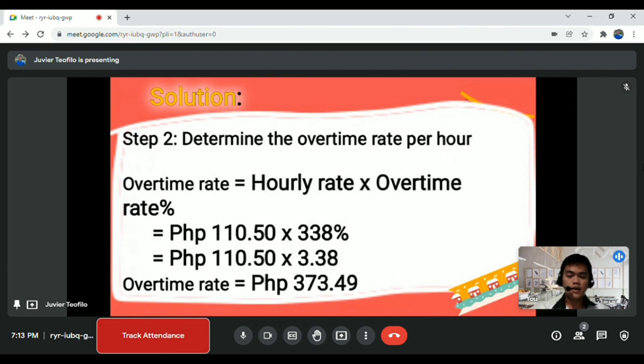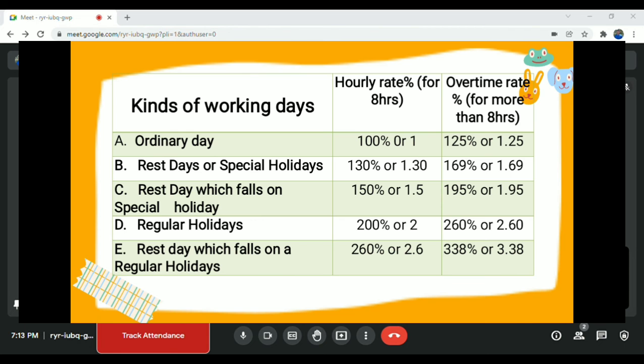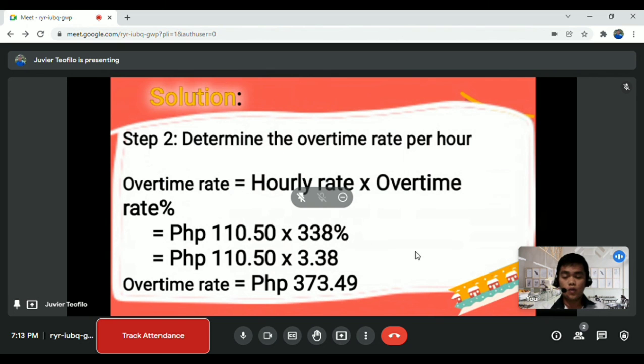338%. Okay, in 338%, sir, where did you find that? As you observed in our table, we have the overtime rate for more than 8 hours. Now we have 338% or 3.38. We are going to use this to compute the overtime payment. Now let's go back to the slide. Now 110 pesos point 50 centavo multiplied by 3.38 is equal to 373.49 pesos. So this is our overtime rate.